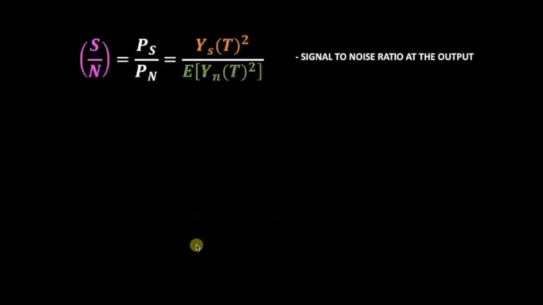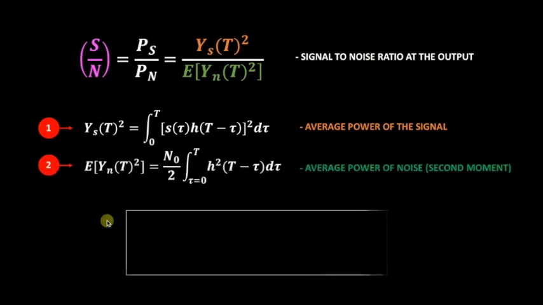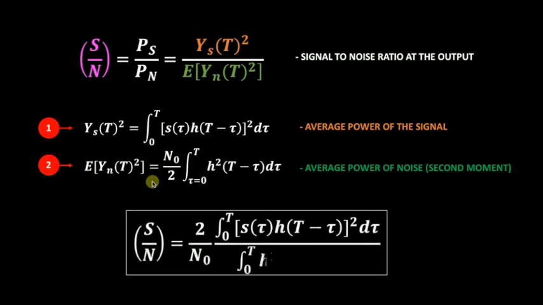So integrating the two equations that we have determined a while ago, we can represent the signal to noise ratio in this way. The signal to noise ratio is simply 2 over N naught, and then our numerator, which represents the average power of the signal, is simply the integral from 0 to t of s of tau, h of t minus tau. Take note, this whole term is raised to 2, since we are determining the average power of the signal, divided by the integral from 0 to t of h squared of t minus tau d tau.